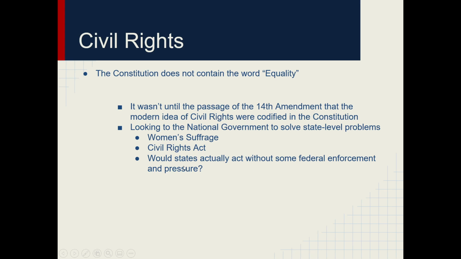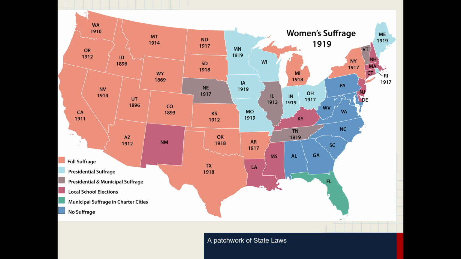And this begs the question, do we think states would act to guarantee civil rights without some form of federal enforcement and pressure? Some states have done this. So here's an example of women's suffrage in 1919. In these states in red, women could vote in every single election. And you look at some states who really seem to be ahead of the curve.